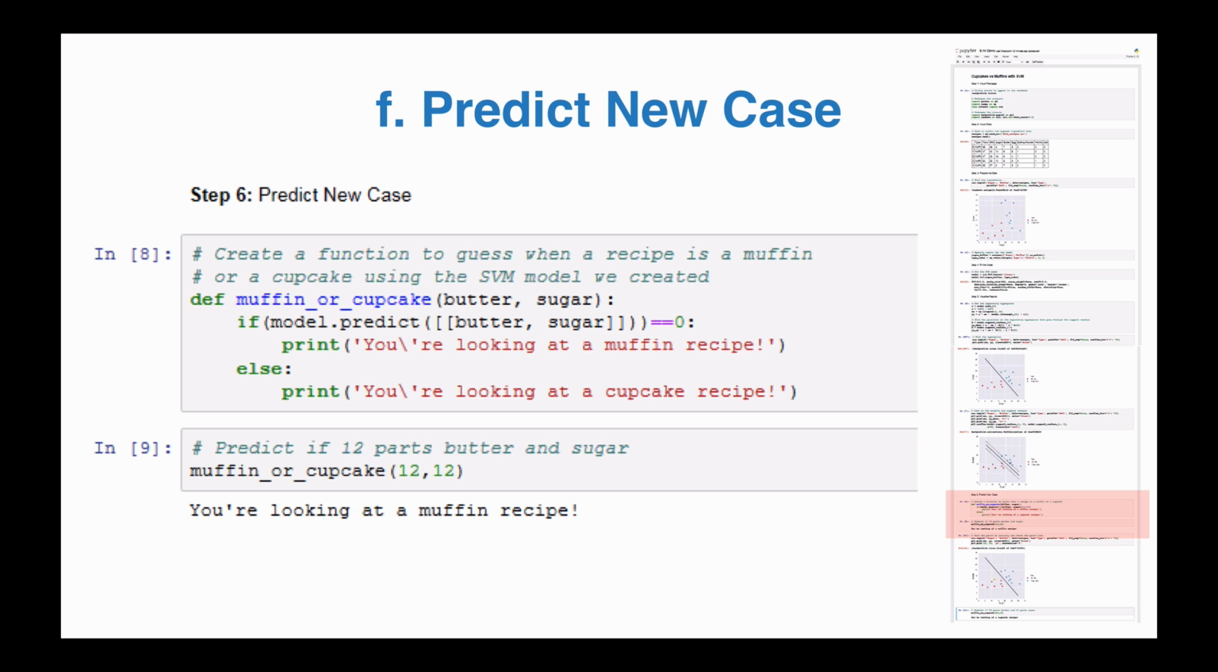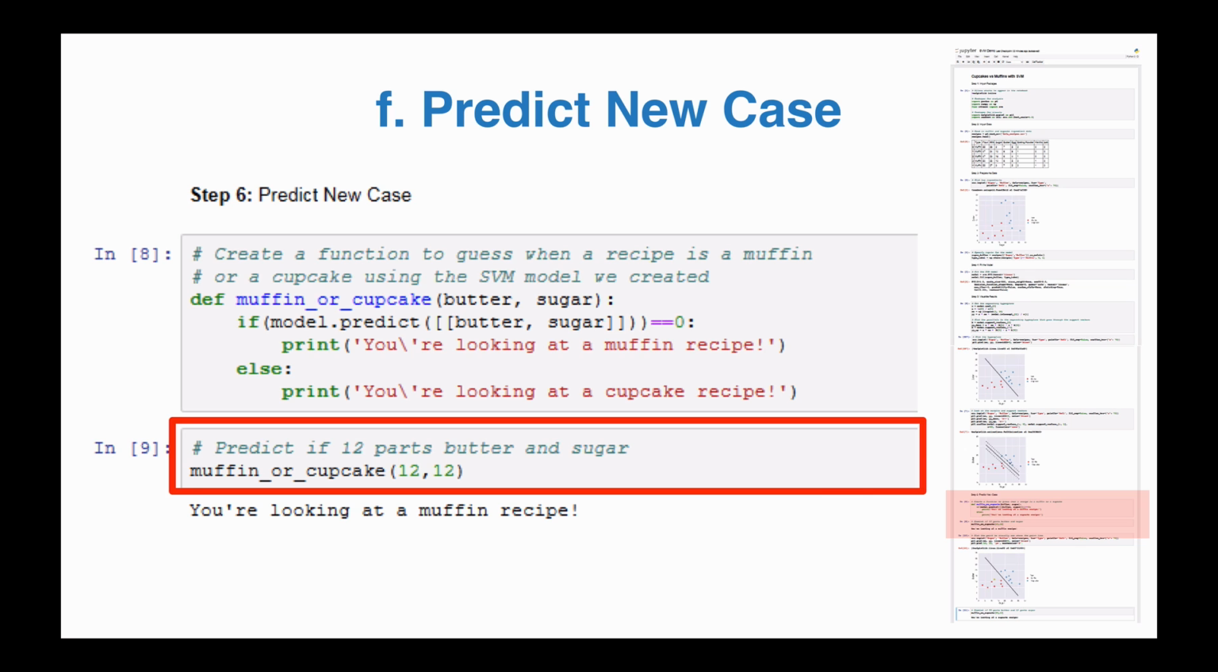Here I've created a function called muffin or cupcake. What you need to do is input the amount of butter and sugar that that recipe has, and then it'll tell you the answer. So down here, I put in my new recipe that has 12 parts butter and 12 parts sugar, and it tells us that we are looking at a muffin, which is correct based on the visual on the last slide.